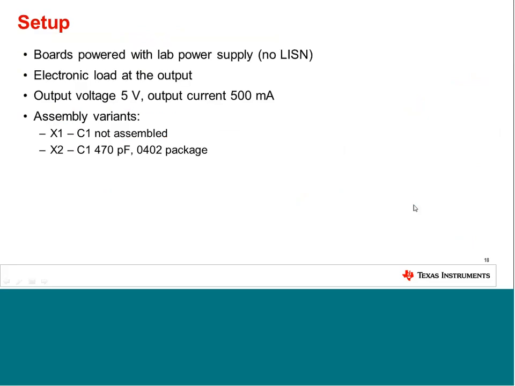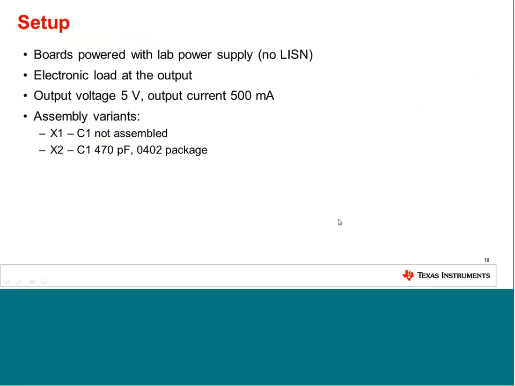The test setup here, you have seen the boards. The boards have been put at the same condition, same test condition to compare their behavior. They are connected with a lab power supply on the input. There's nothing in between, so there's no line impedance stabilization network as it is used with EMI measurements typically. There's an electronic load at the output. The output voltage is set to 5 volts and the output current to 500 milliamps.